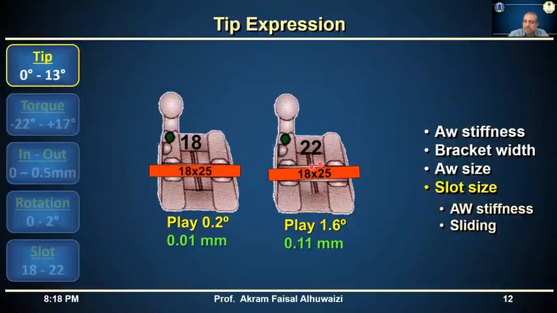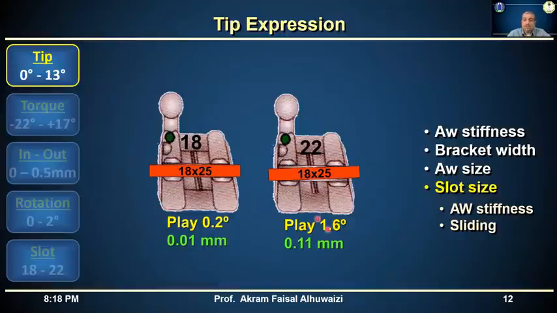For the wire engagement, it doesn't make a big difference if you use a narrower wire, a heavier wire, an 18 bracket, a 22 bracket. It doesn't make any difference. The difference is going to be for an 18 bracket with an 18 slot, 0.2 degrees of play, whereas in the 22 slot, it's 1.6 degrees. So 1.6 degrees is very tolerable. It's not that much at all.